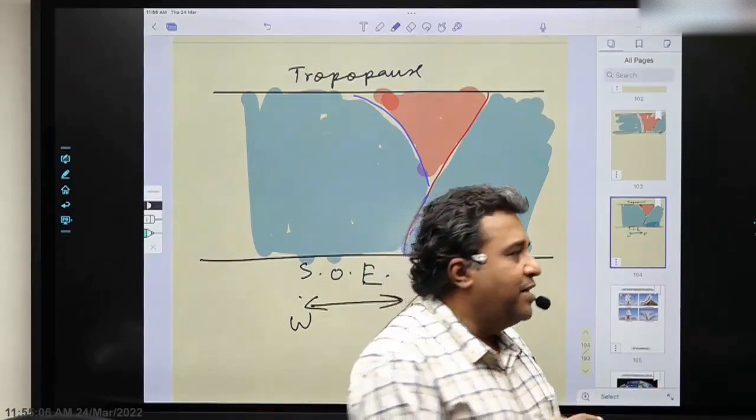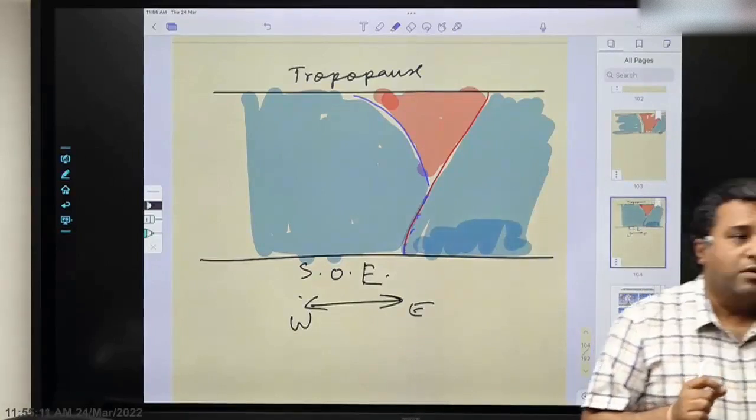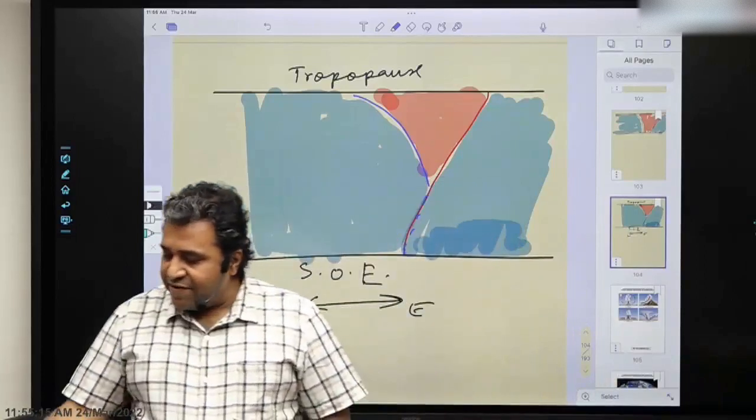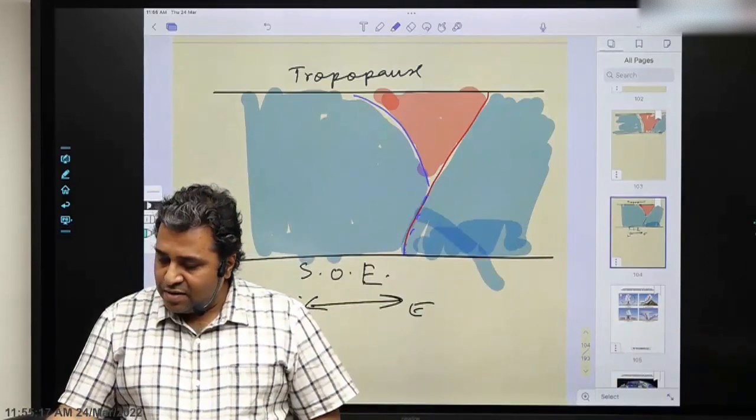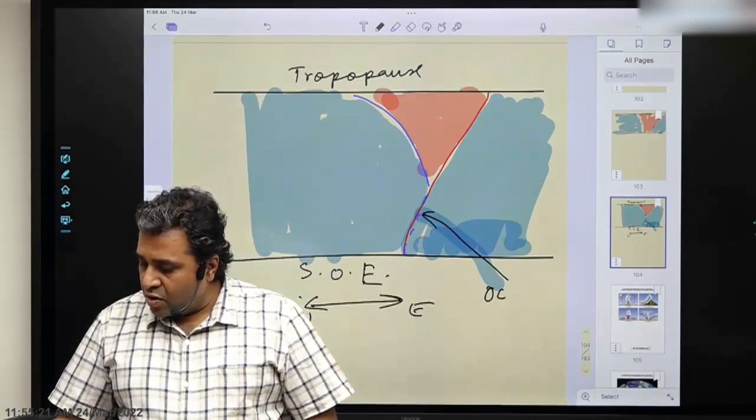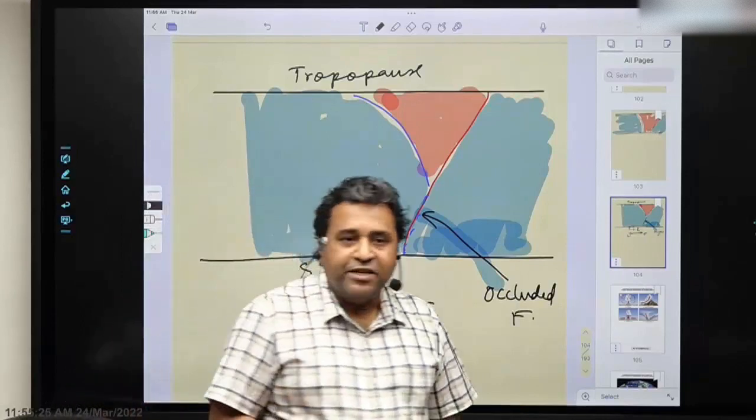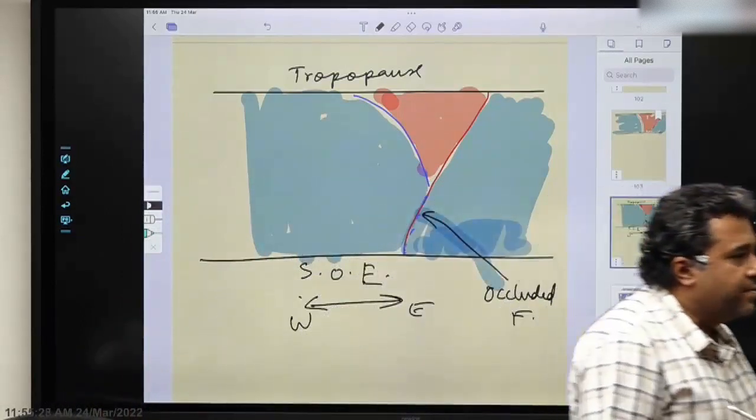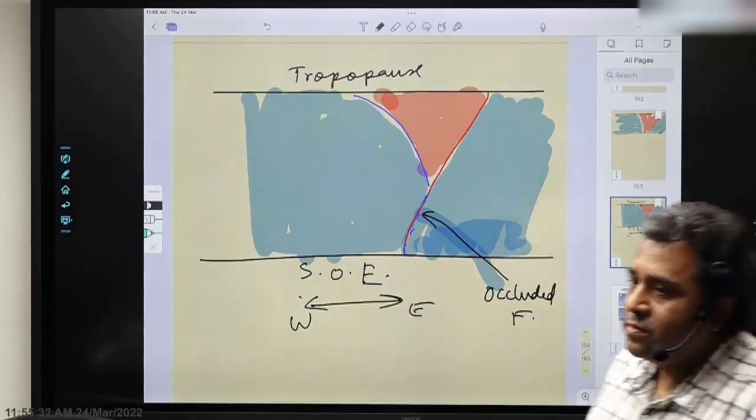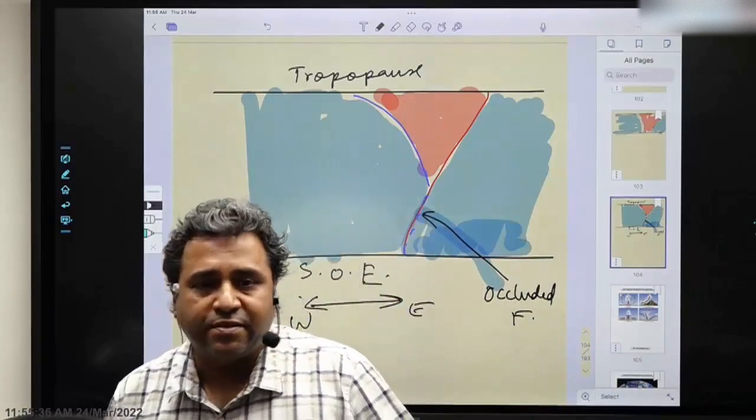So this front, we have a new name for this. When the front ends, there is a new name. उसका क्या नाम है? Occluded front. Right? So a dying front is also known as an occluded front. Does that answer your question? ठीक है? So do you get it? तो लास्ट में जब ओवरलैप हो गया तो occlusion हो गया. Clear? And occlusion is also called frontolysis.